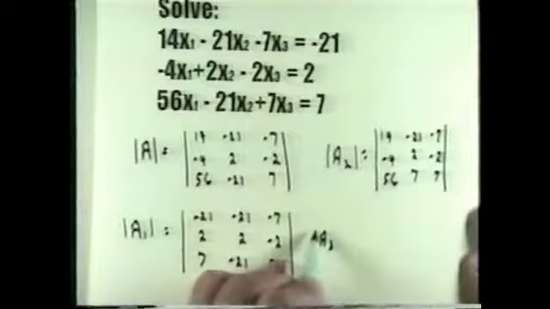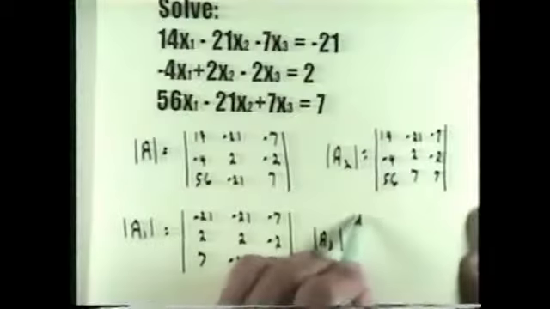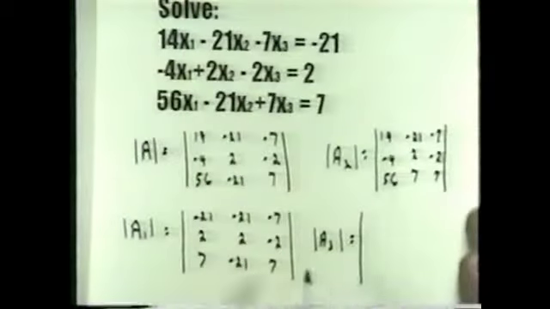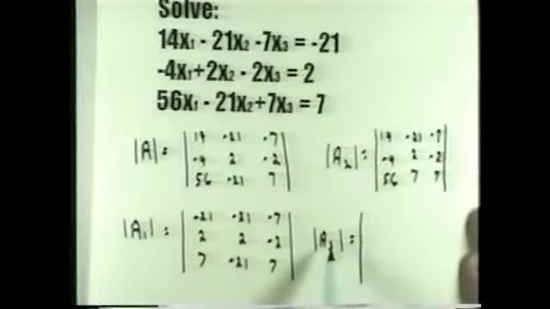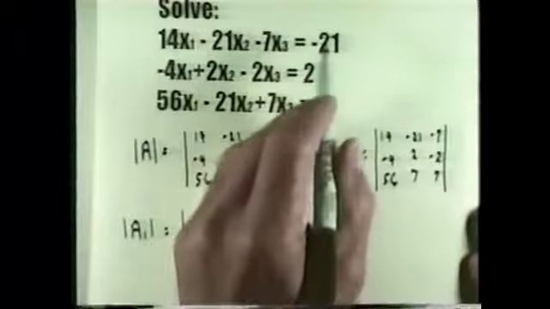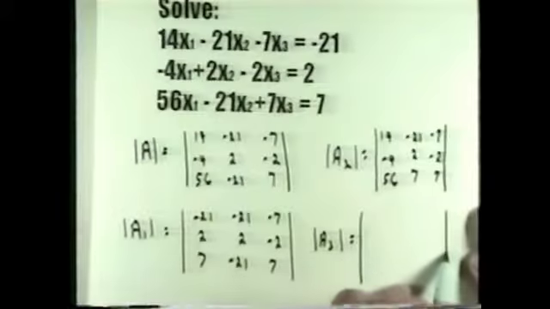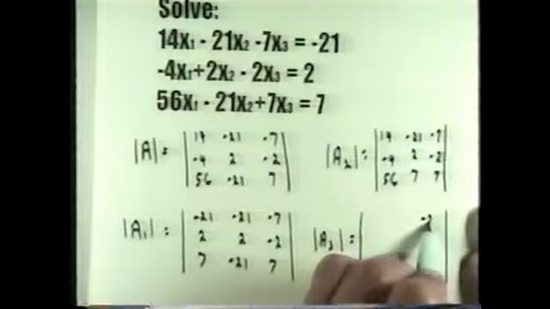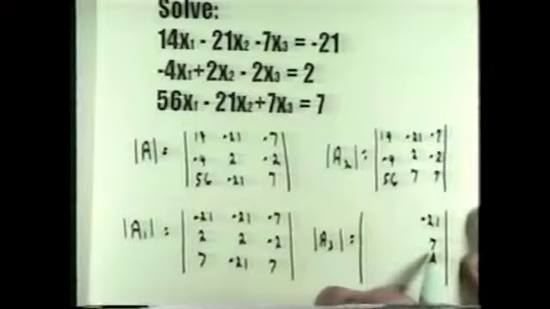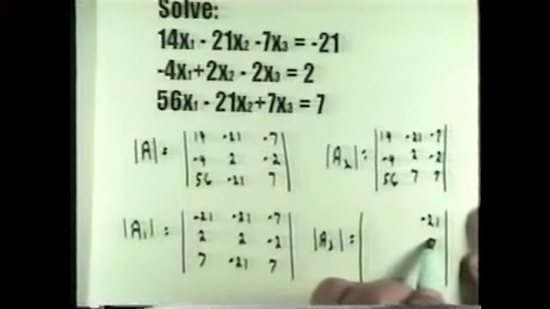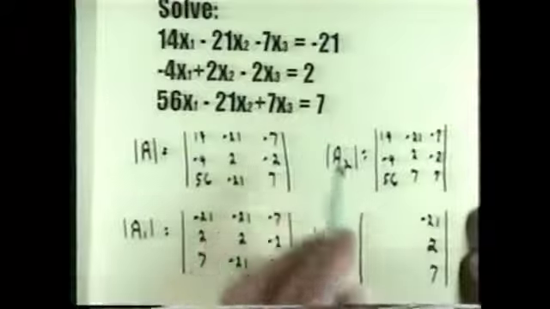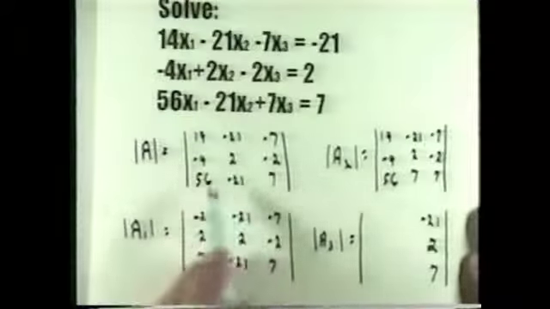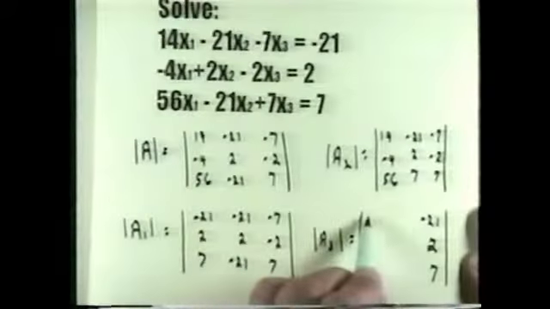The determinant of A3 is going to be the coefficient matrix with column 3 replaced with the constants. Columns 1 and 2 would be the same as for A from your coefficient matrix.